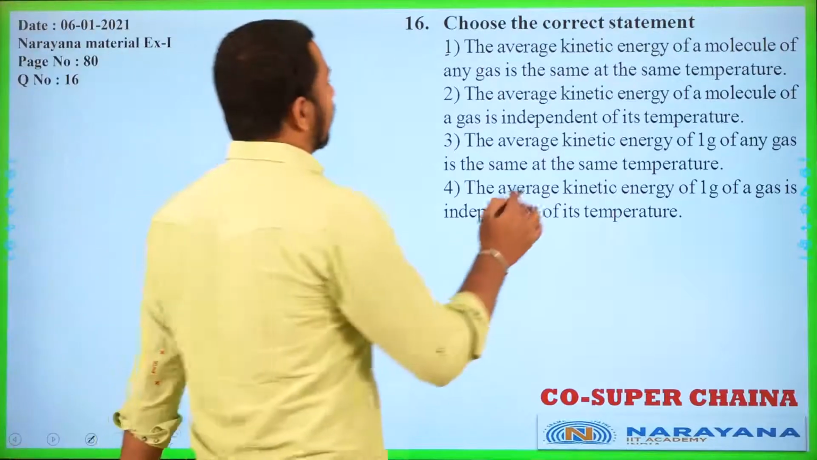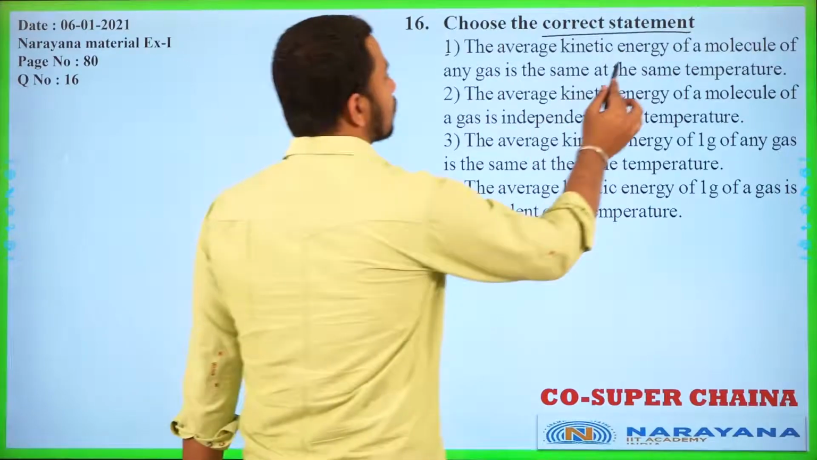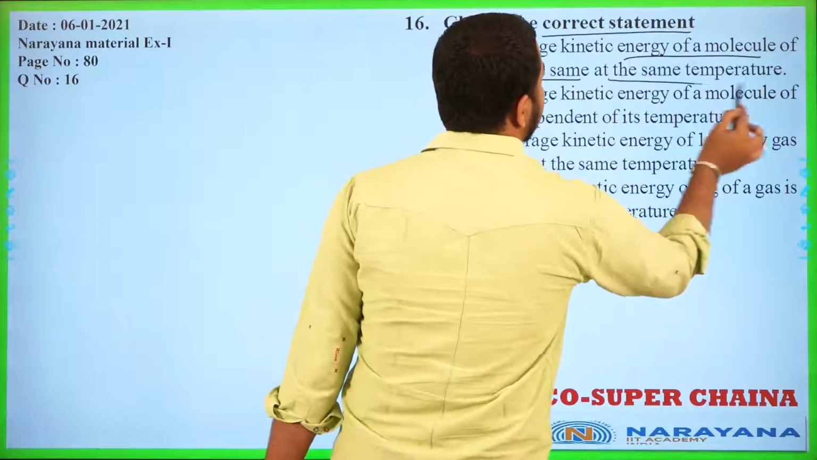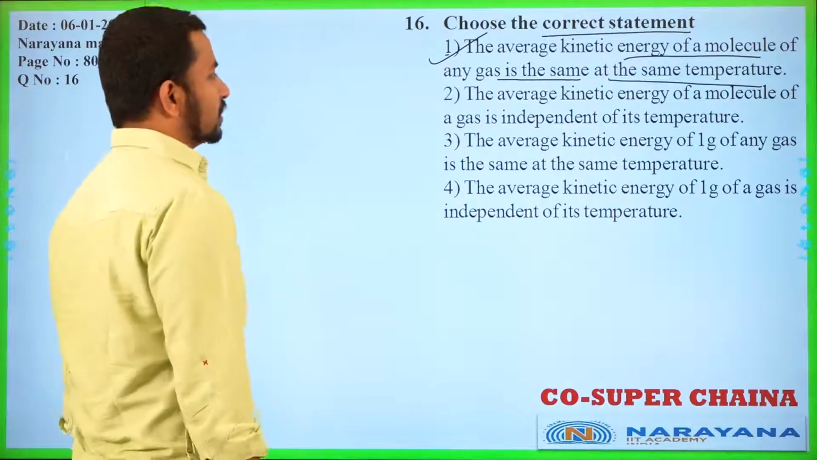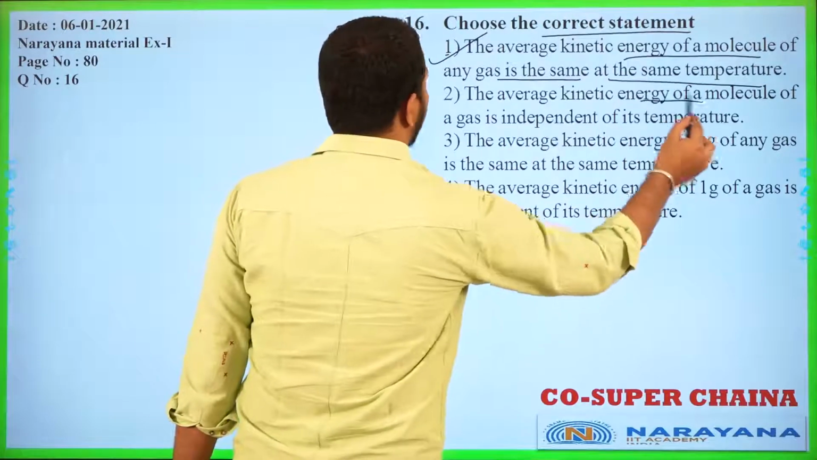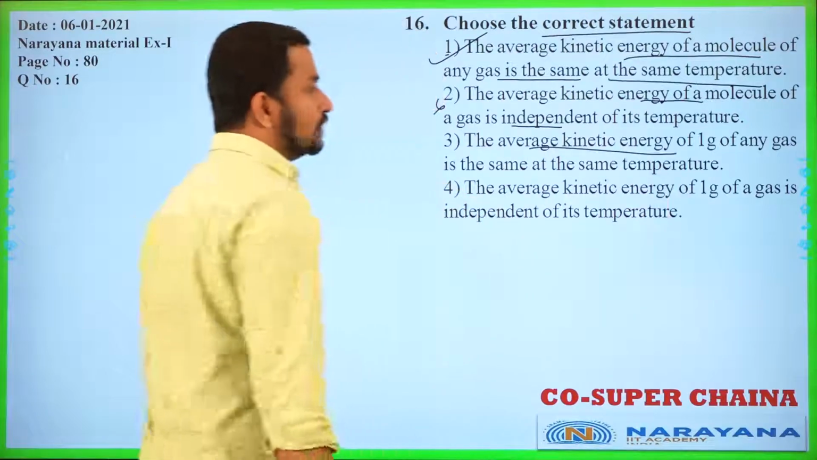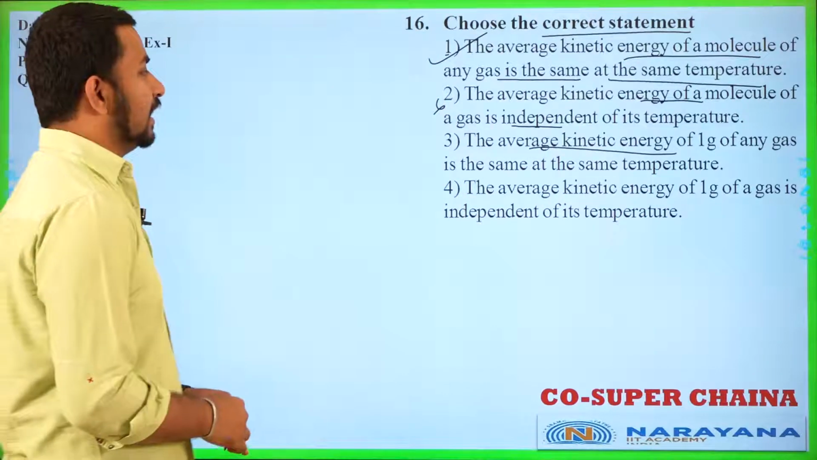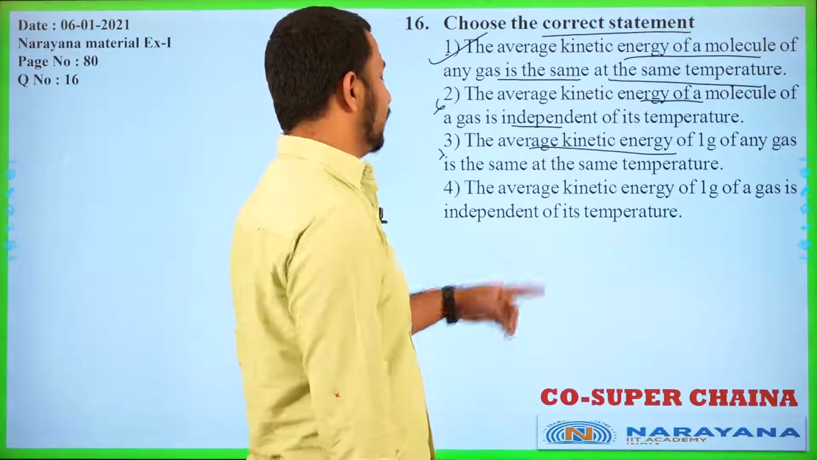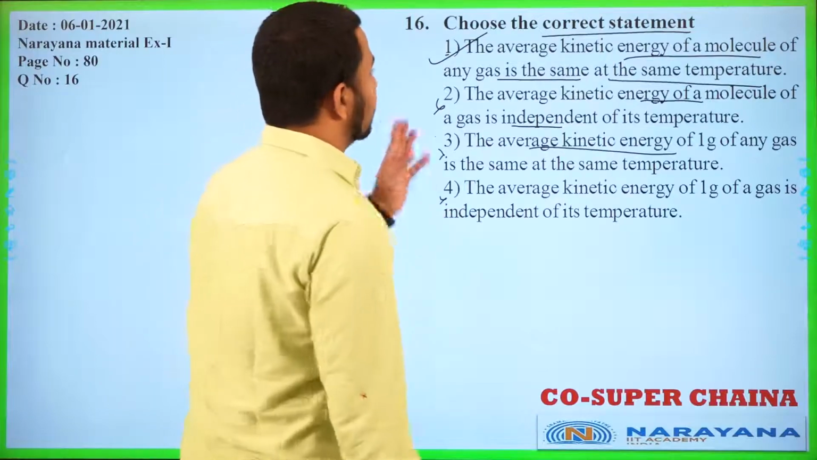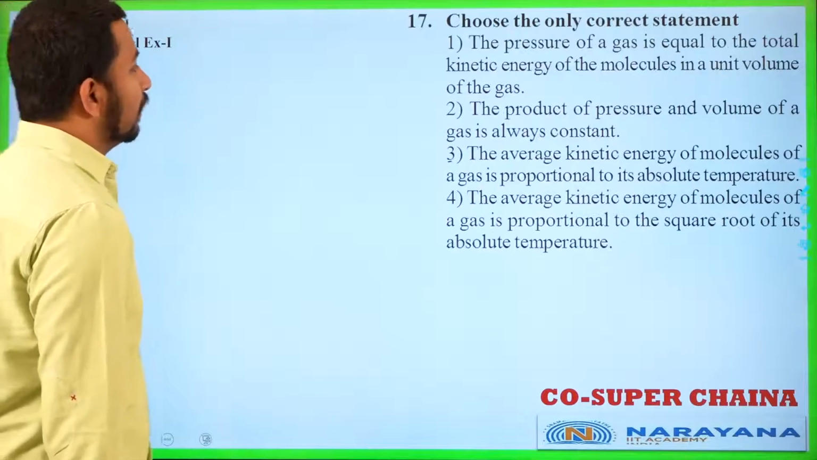Now here you have to choose the correct statement, students. The average kinetic energy of gas molecules is the same at the same temperature, as we have just done in the previous question. The average kinetic energy of a gas molecule is independent of its temperature: this is incorrect. The average kinetic energy of 1 gram of any gas is the same at the same temperature: this is also incorrect. The average kinetic energy of 1 gram is independent of temperature: this is also incorrect. So we get the answer as 1. Okay, so let's move to the next question.